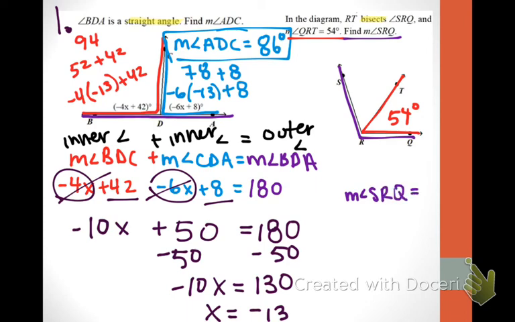So if we know that these angles are bisected, we know they're the same measure. So if this is 54 degrees, the other portion is 54. So then what do we do to find the measure of SRQ? Add them. What's 54 plus 54? 108. Good.